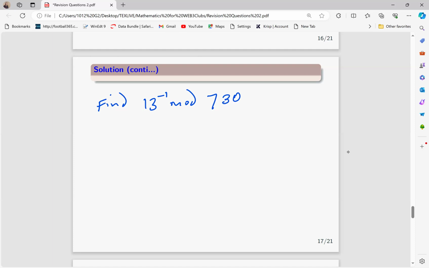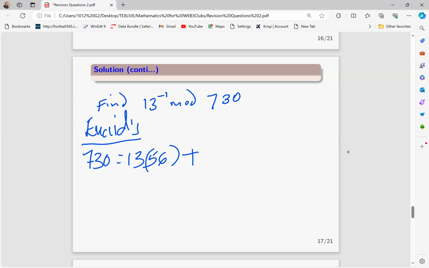So let's find the GCD using Euclid. How many times does 13 go into 730? 56 times, remainder 2. How many times does 2 go into 13? 6 times, remainder of 1.